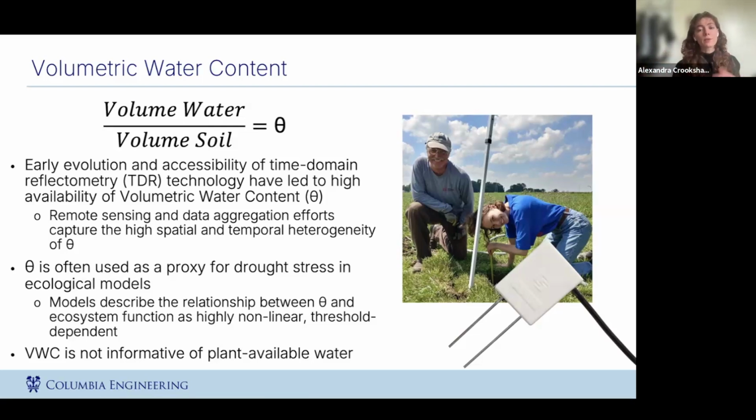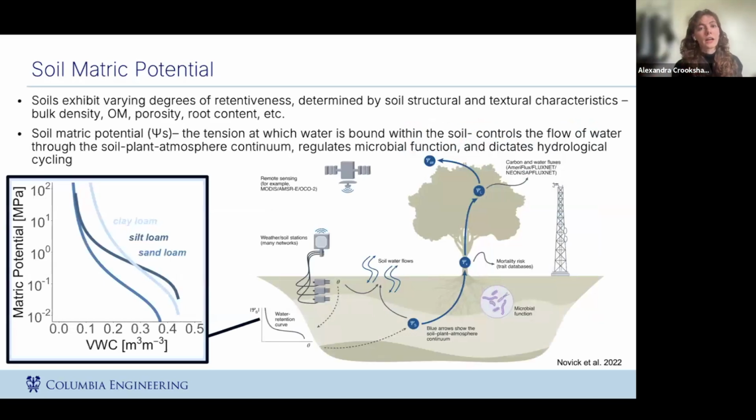These models describe the relationship between volumetric water content and ecosystem function as highly nonlinear, threshold dependent, site specific, and can all be very complicated. And the reason it's complicated is because actually volumetric water content is not very informative of plant available water, which is an idea we're going to dive very deep into. And the reason for this is because soils are retentive.